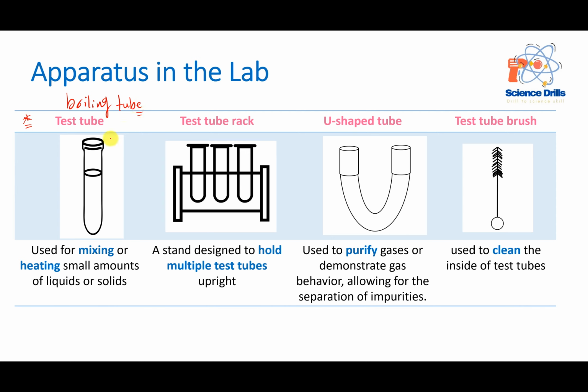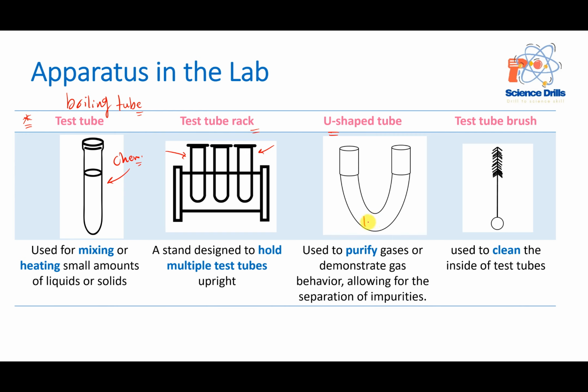Both are correct, no worries. You can mention boiling tube or test tube, and they are used for chemical reactions to mix the chemicals together. And then the test tube rack is used to hold multiple test tubes. For example, if you want to make a chemical reaction and then mix other chemicals, you can put them next to each other. And then the U-shaped tube is used to purify the gas.